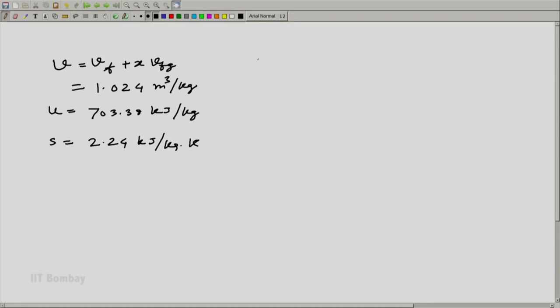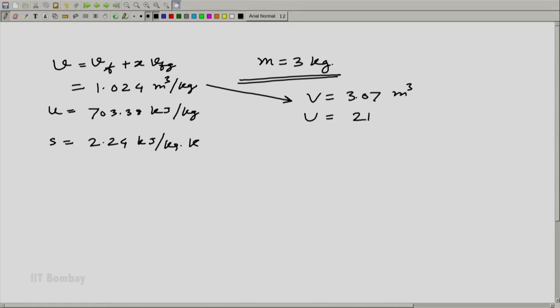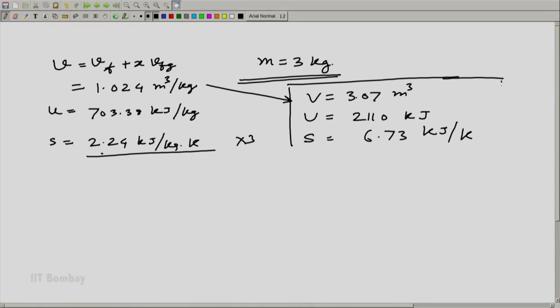Now, we know that mass is equal to 3 kg for us. Therefore, I have to multiply all these values by 3, and now my v will be equal to 3.07 meter cube, u will be equal to 2110 kilojoule, and s will be this s value times 3, which gives 6.73 kilojoule per Kelvin, and this is the final answer.